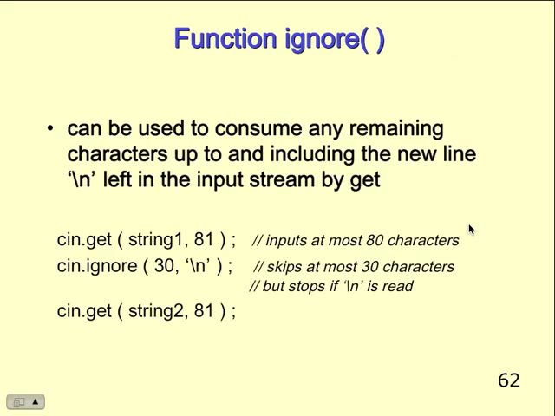So ignore can be used to consume any remaining characters up to the end, including the new line return left. So we can get the string, then ignore the rest, because we know there's a new line. We've word wrapped everything. It inputs 80 characters in this example. It skips at most 30 characters, but stops if the new line is read. And then ignore the new line, which means don't read it. So it doesn't leave it in the buffer. It just gets rid of it. It doesn't put it into the string content. And then get the string 2, and continue.